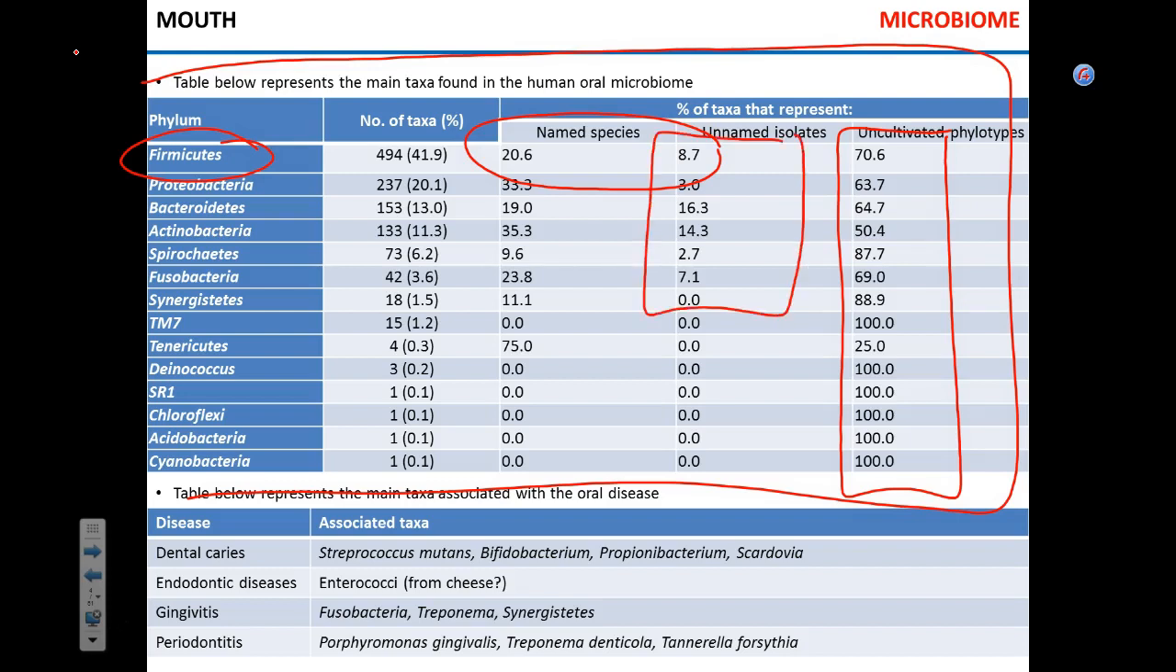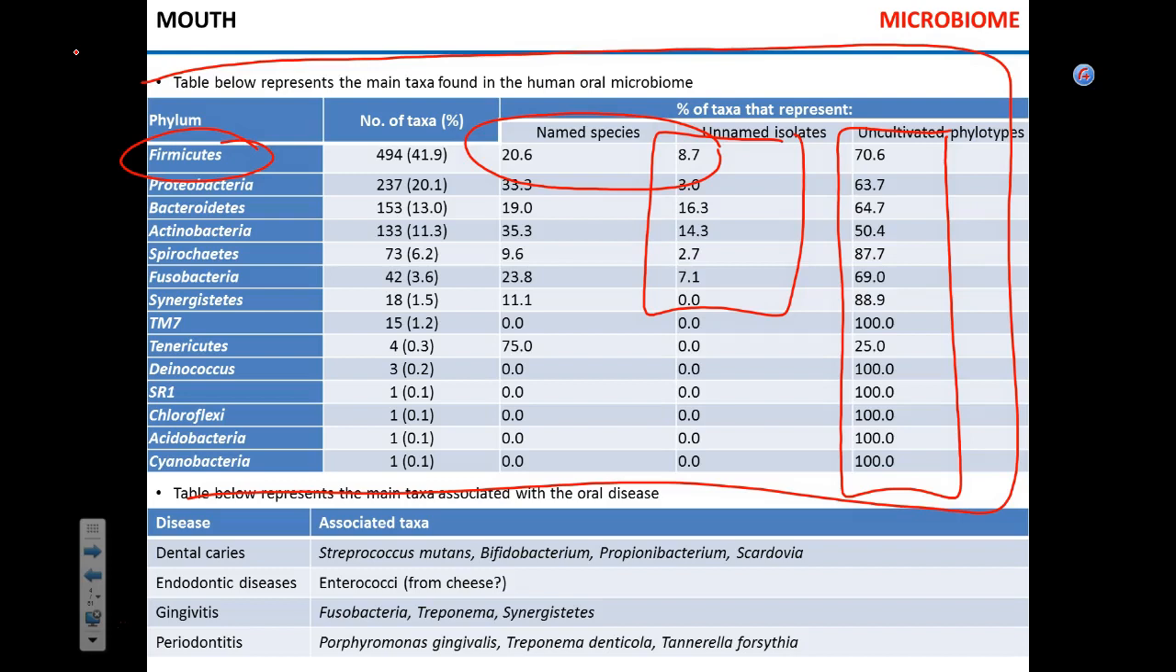What I like the most, unnamed isolates. That's lovely. Meaning that you grow them, but you don't really know how to call them because they were not discovered before. We didn't give them names. Completely new species. That manuscript was published quite recently, something like 2011, 2012. So we're talking about discovery of completely new species less than 10 years ago, which gives you an idea how much we still don't know about the microbial populations.